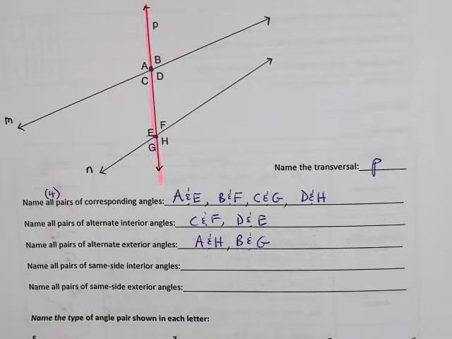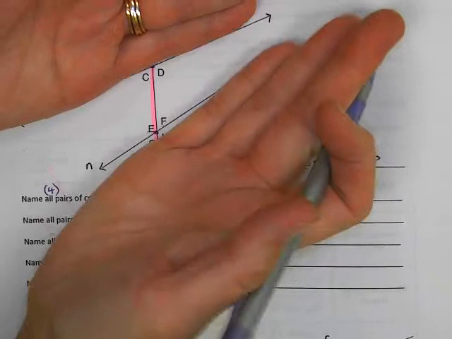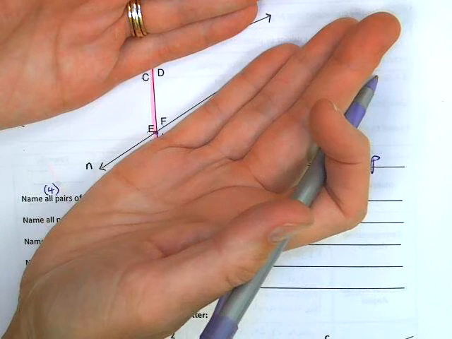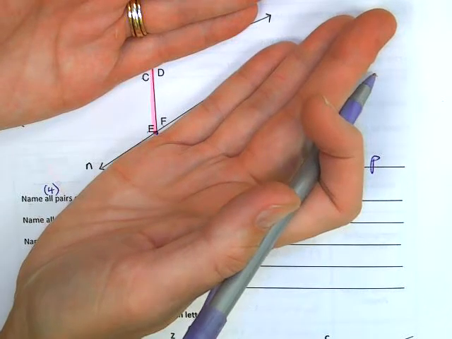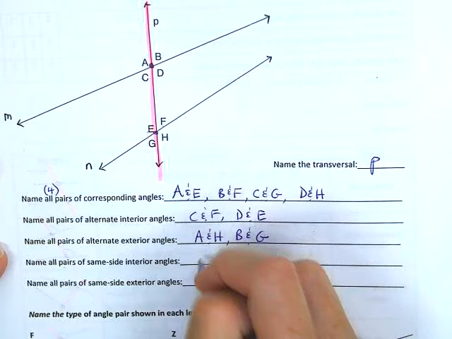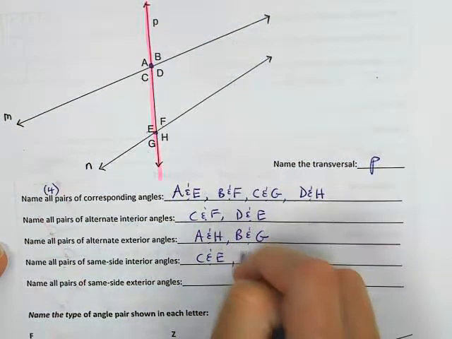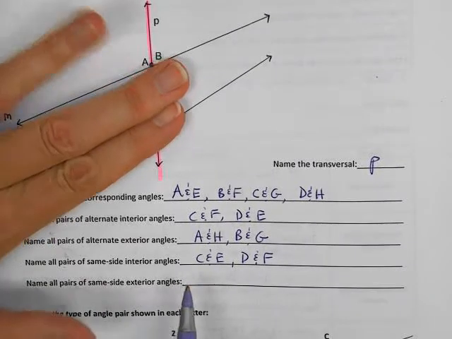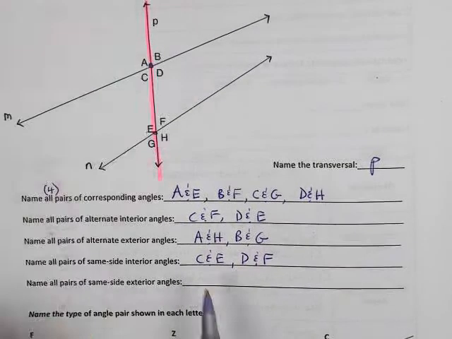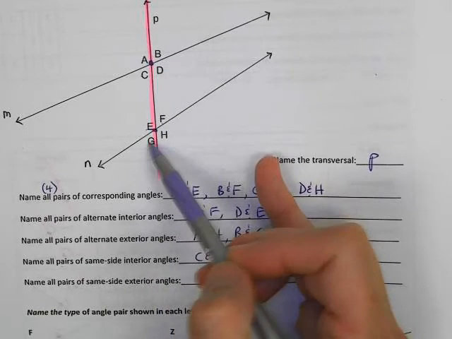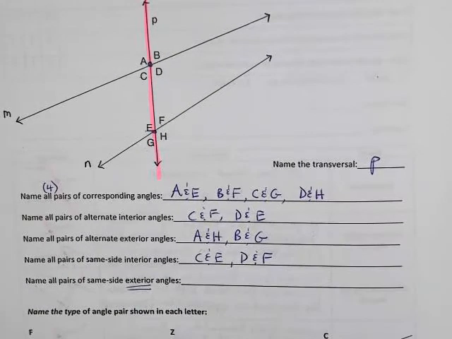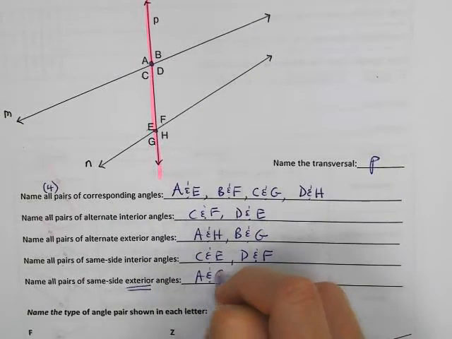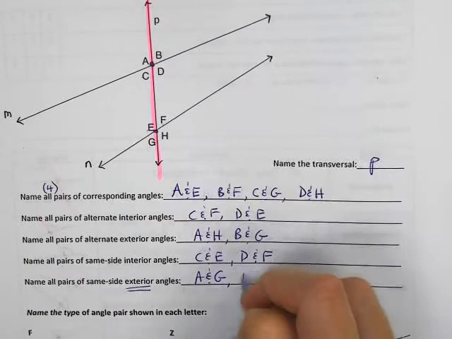Same side interiors, so we're back to just looking at C, D, E, and F, but if I want same side, C would go with E and D would go with F. So C and E, D and F. And then similarly, same side exteriors, we're blocking out this middle portion. So I'm only looking at A and B and G and H because those are on the exterior or outside. Same side means A would go with G and B would go with H.